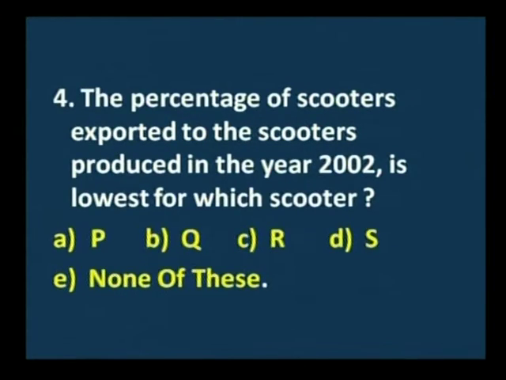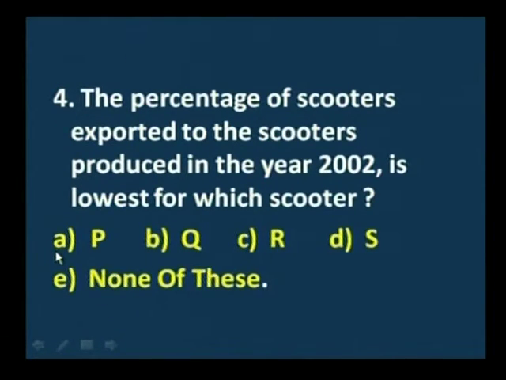So, what is the next question you have here? The percentage of scooters exported to the scooters produced in the year 2002 is least for which scooter? So, again this is a question which has been slightly tilted. Now, you are doing it for only type A for all the years.